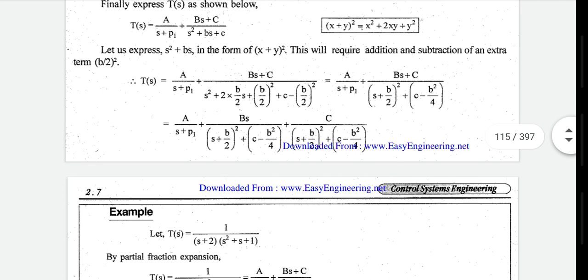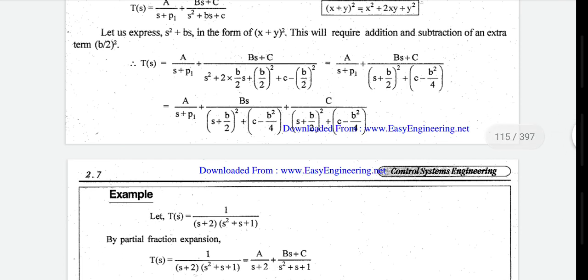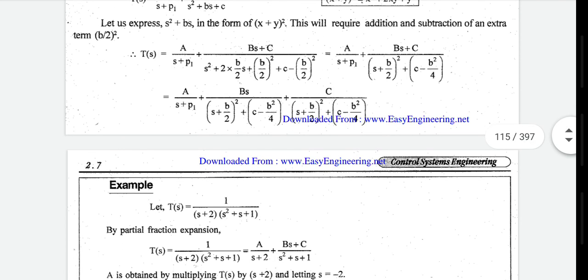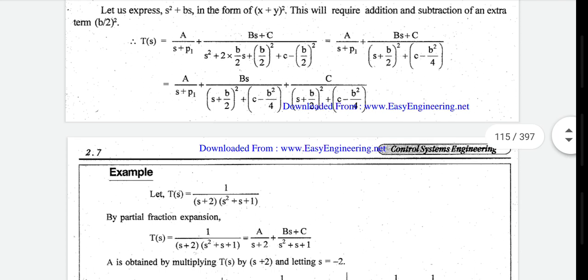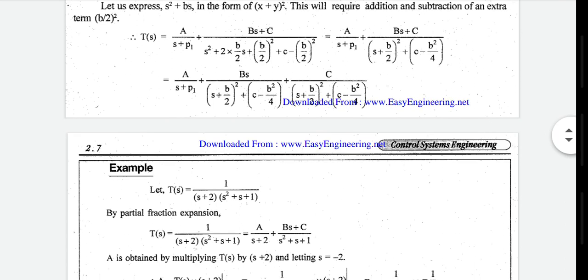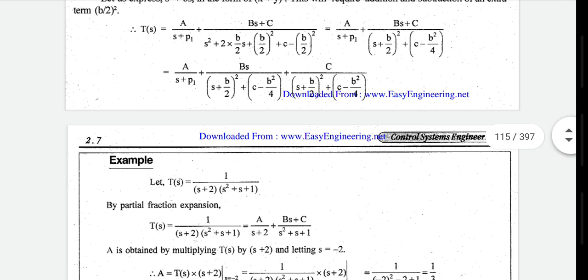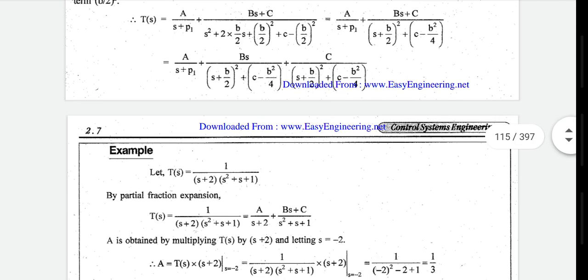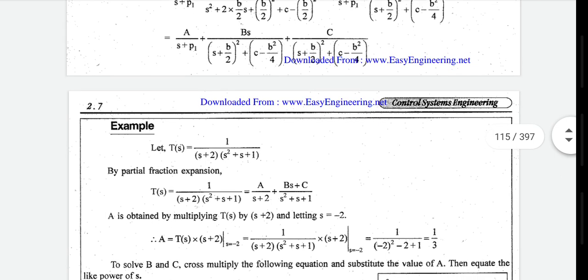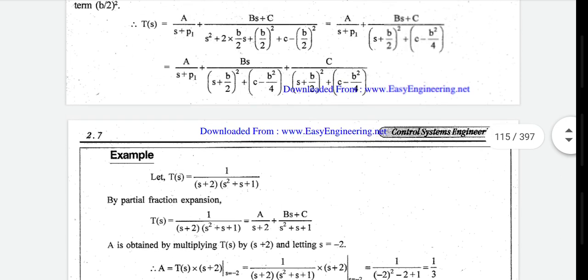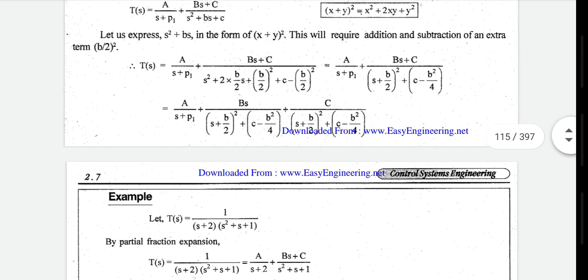Okay, so finally what is the equation here? So finally you are splitting the numerator and denominator terms, a by s plus p1 plus bs by s plus b by 2 whole square plus c minus b square by 4, plus b term separate and c term separate. So c by s plus b by 2 whole square plus c minus b square by 4. Like this you are splitting the terms. Okay, this is the third case.